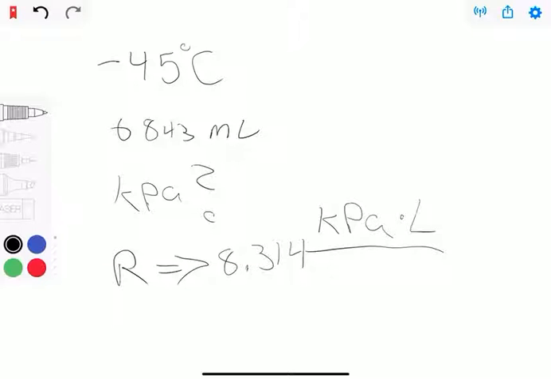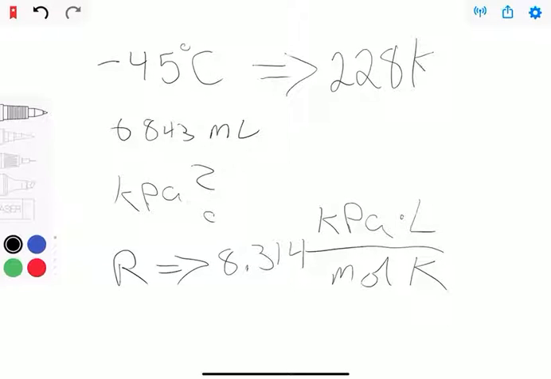That also solves a problem since 45 degrees Celsius is negative, and dealing with negative gives a little bit of a headache, so it's a good thing that we need to turn that into Kelvin. And turning those milliliters into liters.